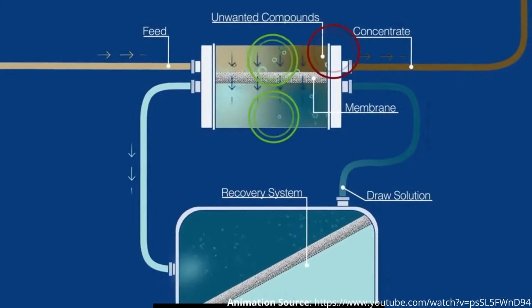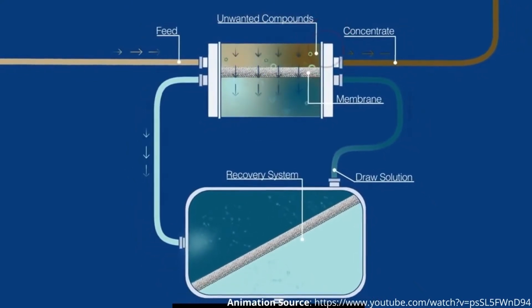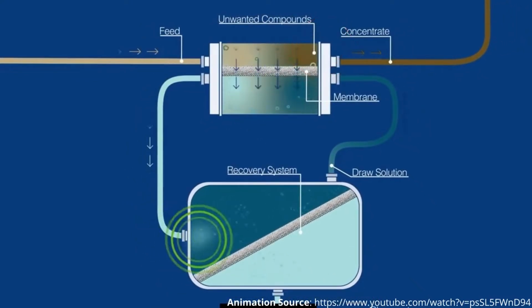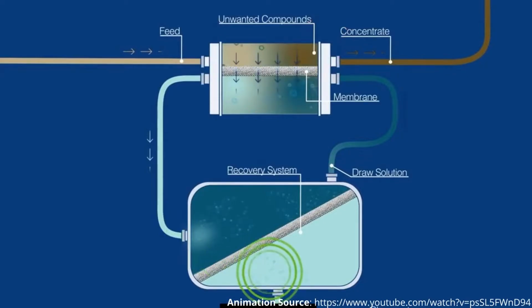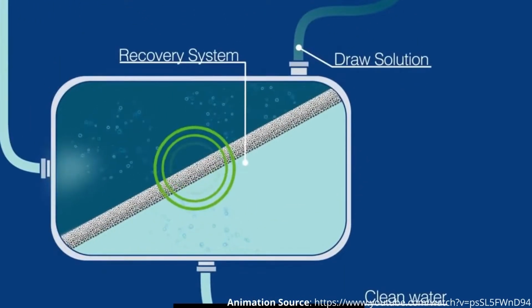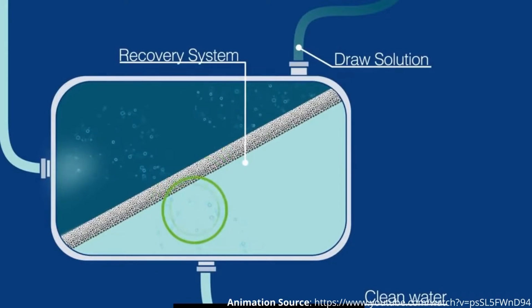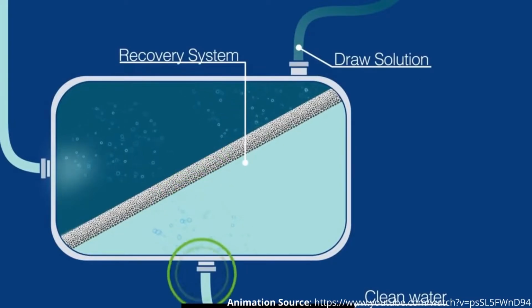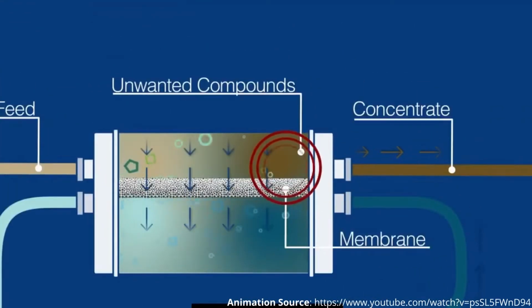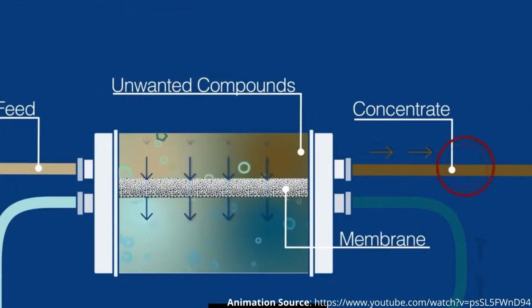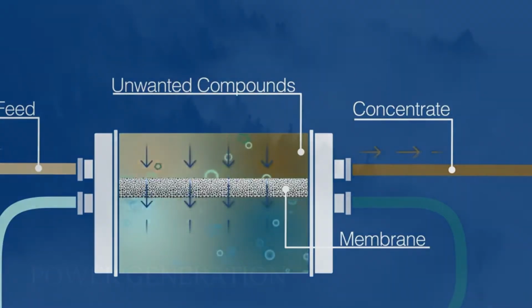The wastewater gets concentrated while the draw solution gets diluted with the extracted clean water. A recovery system then separates the clean water from the draw solution, then the draw solution again passes through the chamber. The recovered clean water can be reused, while the concentrated and reduced volume of wastewater can be disposed of and sent to waste management.